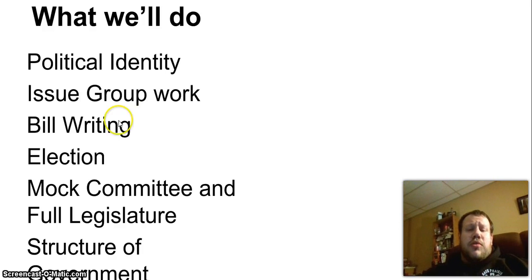During the same time, we'll do a mock election for our own leadership in Legislative Semester, as well as the current presidential election, because we have to. We'll also do a mock committee and full legislature. These are going to be two in-school field trips where students will be presenting their bill to their peers and voting on it. We'll also spend some time on the structure of government and how our government actually works.